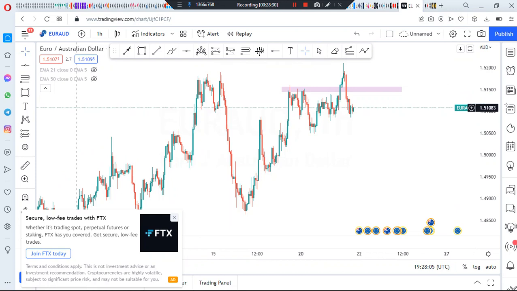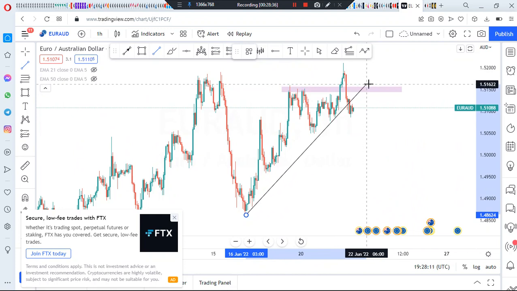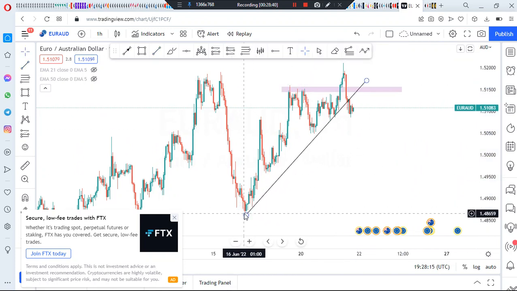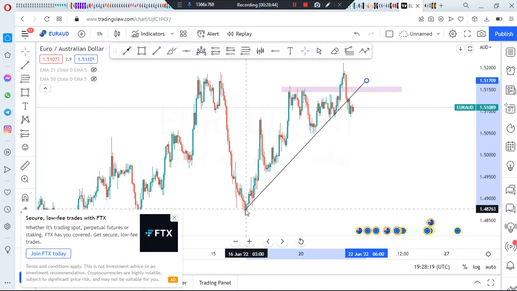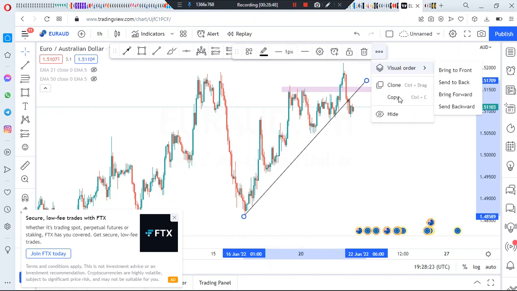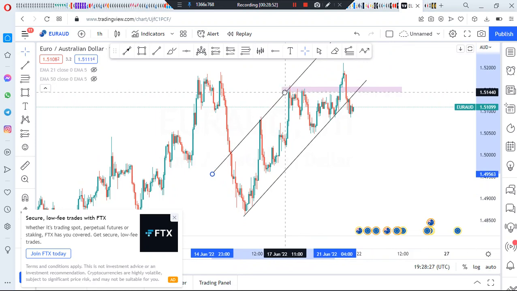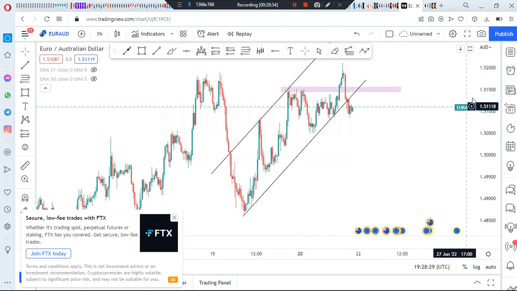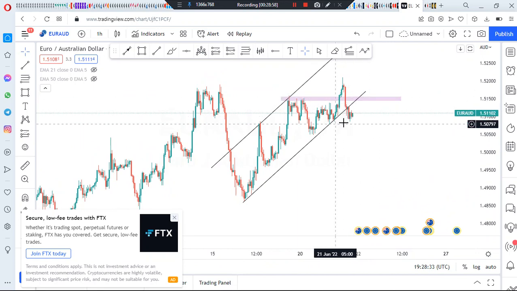So how do I find these selling positions? I'll take my trend line, put it around here. Let's cater for our most recent touches here. Okay, this is the area indicating level. Let's clone this trend line and put it around this area. Okay, so as you can see, we've broken below this trend line.